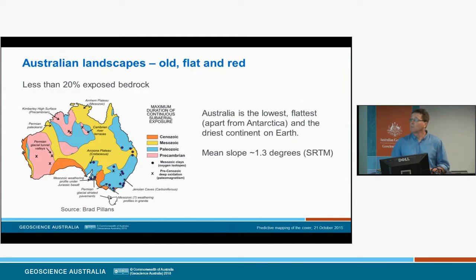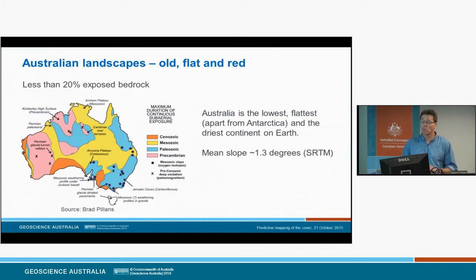The reason it's important that we look at this is that, like a good bottle of Shiraz, Australian landscapes are old, flat and red. We have less than 20% exposed rock at surface. We live and exist in a highly weathered landscape. Rocks at the surface are old, and perhaps more importantly, they've been exposed at the surface for considerable periods of time. In the Northern Territory we've got Cambrian alluvial terraces which were exposed at the present time. These are some 500 million years old. So it's a very stable crust.